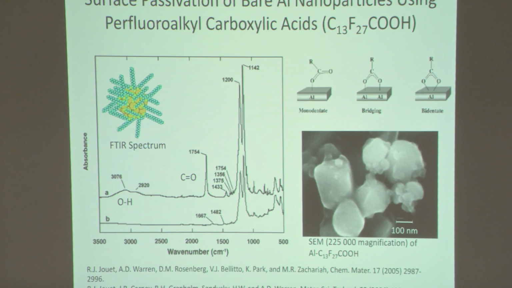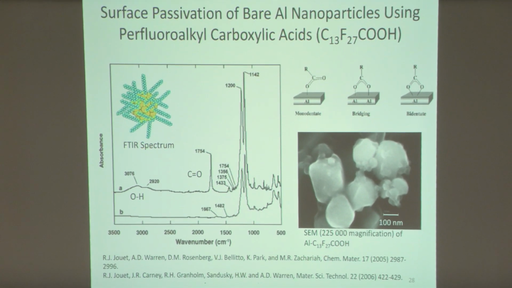This is an example of the surface passivation that was done by fluoroalkyl carboxylic acids. In this particular case, the question was what type of bonding was occurring at the surface. You can see on the right here, you could have a single oxygen atom bond to an oxygen atom of the aluminum oxide, or basically a bridging. And I think what the researchers found was that the bridging connection was the most common.